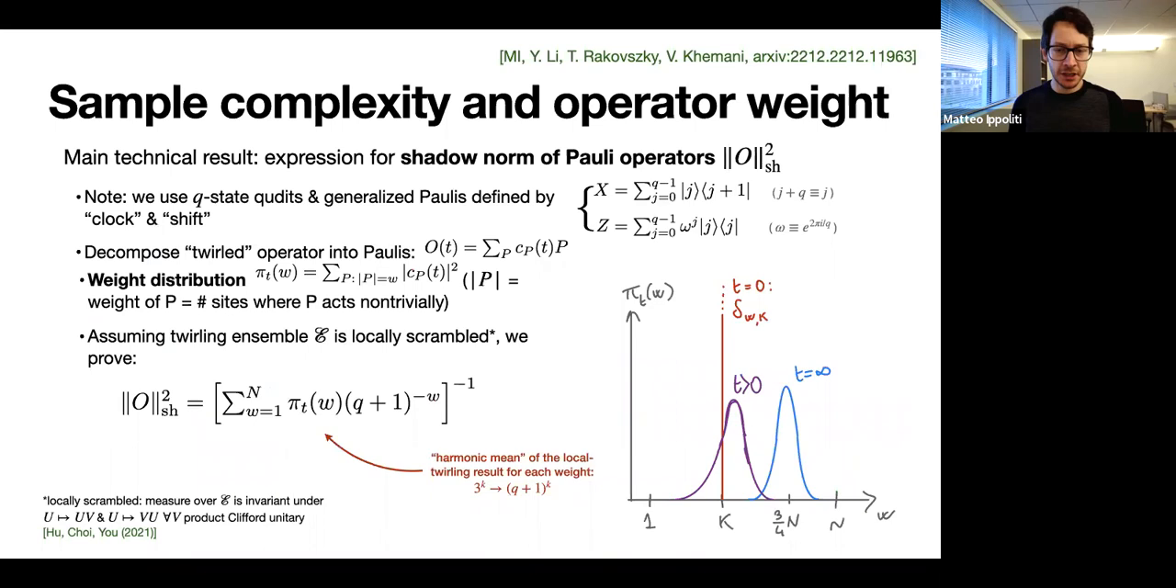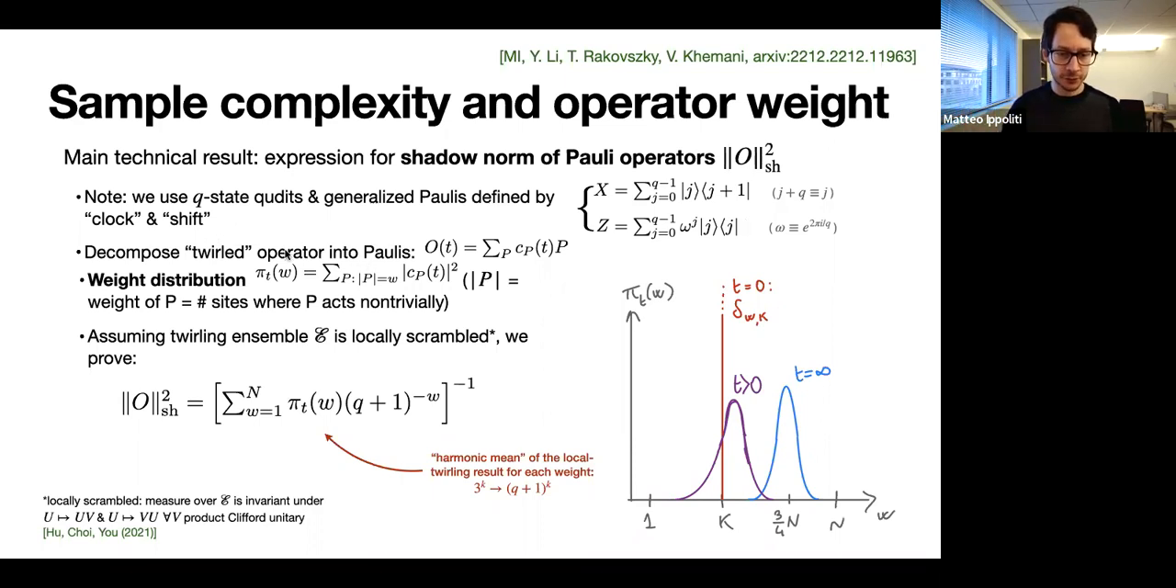And our main technical result in this paper is to tie the shadow norm, which is the quantity that controls the sample complexity of the protocol, to properties of operator evolution. So let me give you the technical result here. We're going to use, first of all, general Q-level systems, so the dimension is Q. And when we say a Pauli operator, we mean a product of these clock and shift operators, which are unitary, though not Hermitian. So that's the generalization of Pauli that we're going to use.